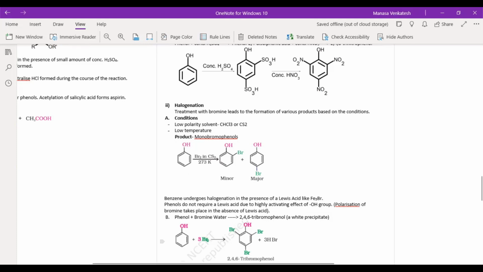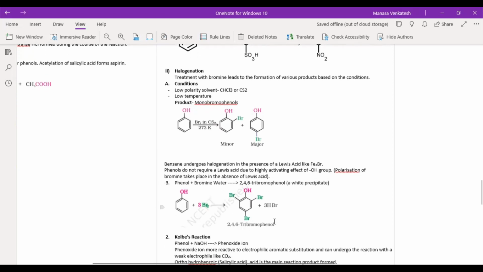Now, in case of phenol, when it reacts with bromine water, it gives us 2,4,6-tribromophenol. So all 3 positions, both the ortho positions as well as the para position, are getting substituted with bromine. The only difference between this and this is that here it is bromine in CS2 at 273 Kelvin, that is, in the presence of a low polarity solvent. Here we are directly reacting it with bromine water.